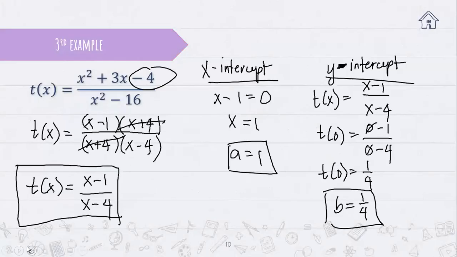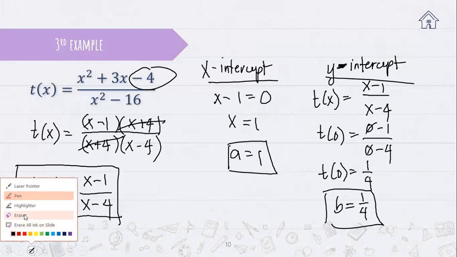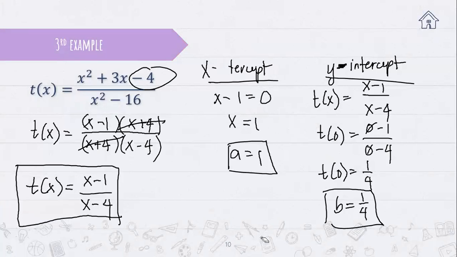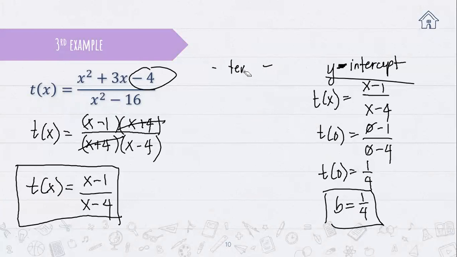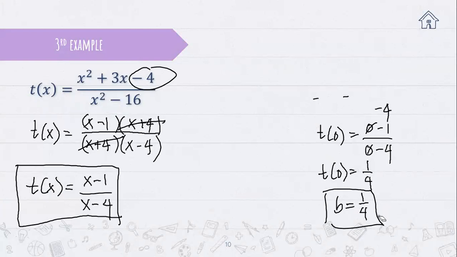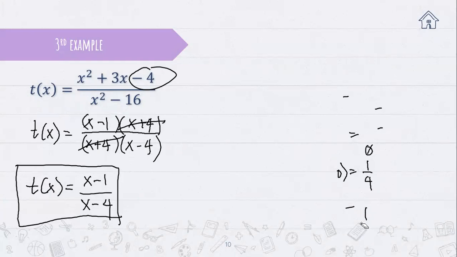Ito madali lang din, mabilis lang to. Mga 2 minutes lang to. Ito na lang burahin ko kasi may simplified version na tayo agad. Okay, find the simplified version. Yan ang simplified version, class. T of x is equal to x minus 1 over x minus 4.